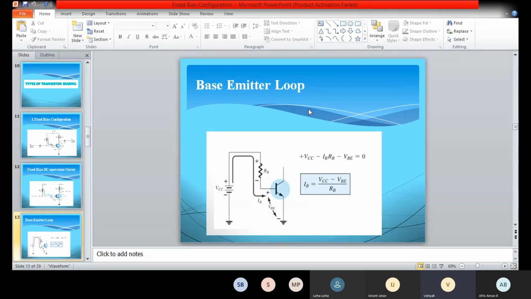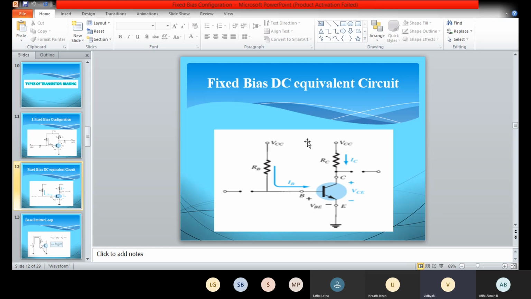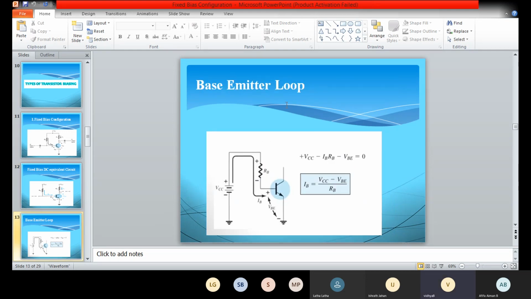Base emitter loop. From the fixed bias configuration, we will consider only the base emitter loop. Before going to the base emitter loop, what is a DC equivalent circuit? In the fixed bias configuration, while considering the DC equivalent circuit, we will make the capacitor an open circuit. You can observe here the capacitor as an open circuit. While taking the DC equivalent circuit, we won't consider the capacitor. Base emitter loop.